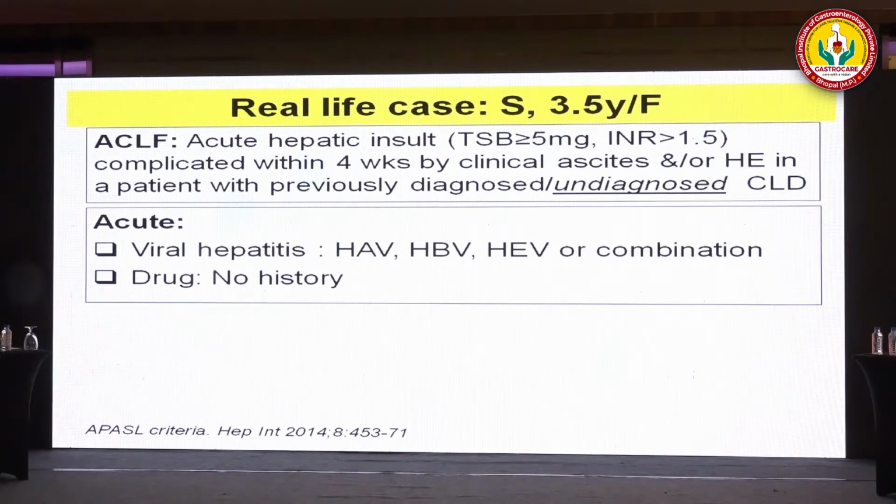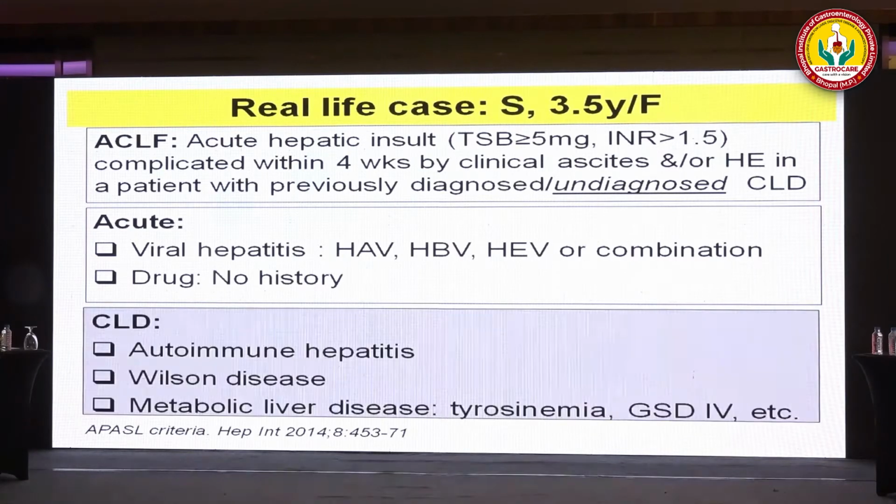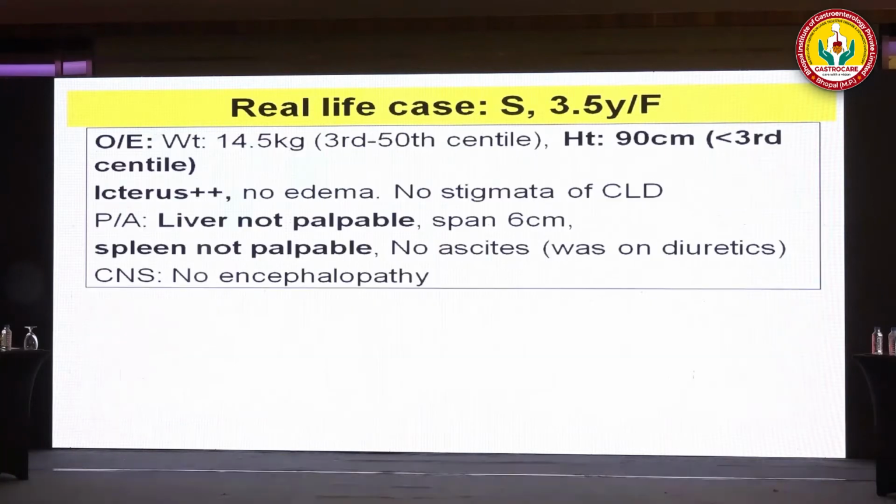When you think about ACLF, you consider acute insults, meaning acute viral hepatitis like A, B, E, or drug-induced hepatitis, and at this age of 3.5 years, underlying chronic liver disease, you think it could be autoimmune, Wilson, or some metabolic liver diseases like tyrosinemia or type 4 GSD.